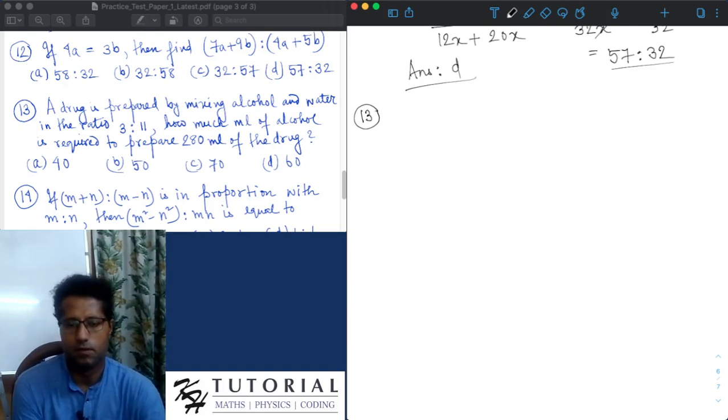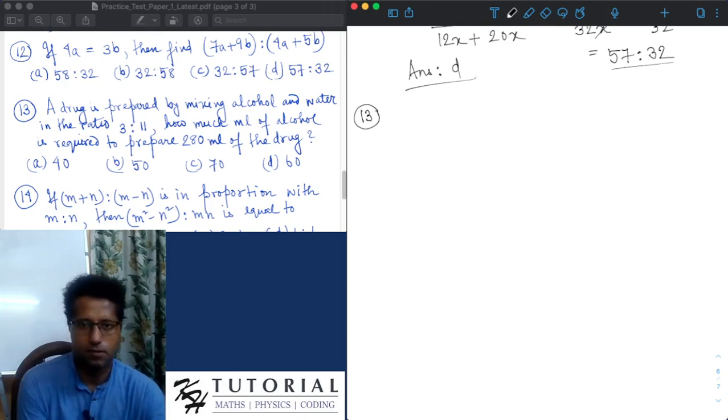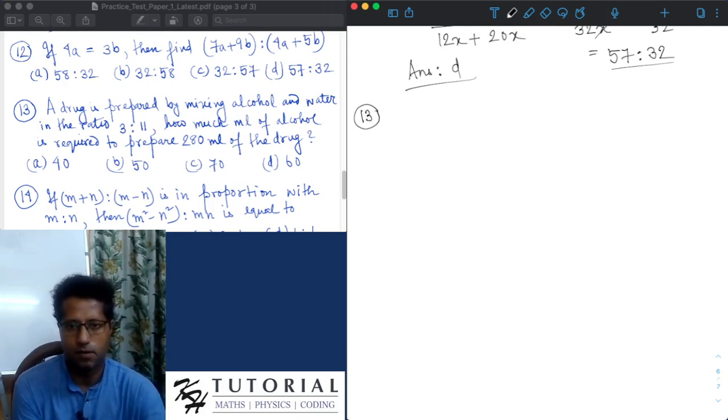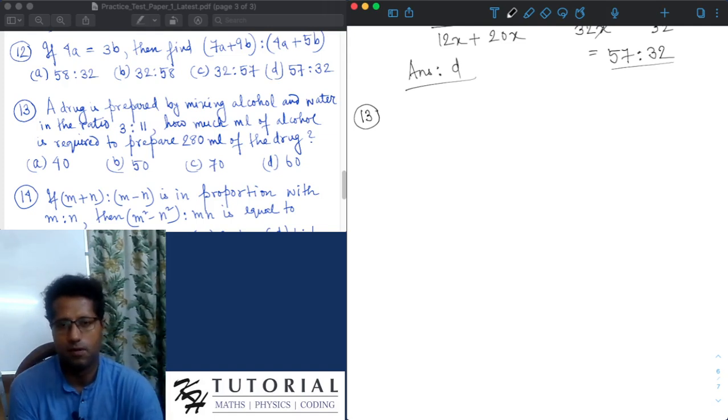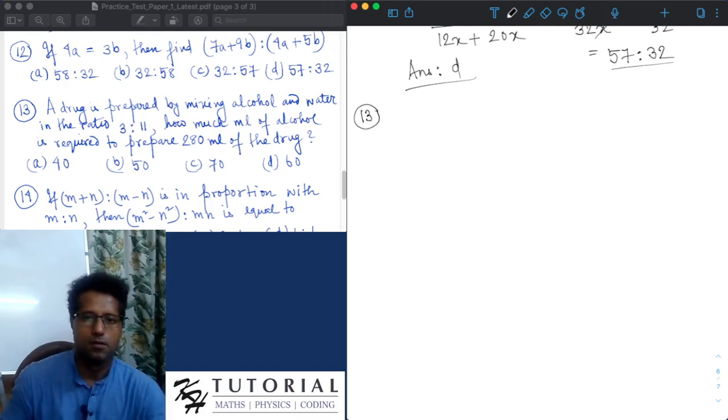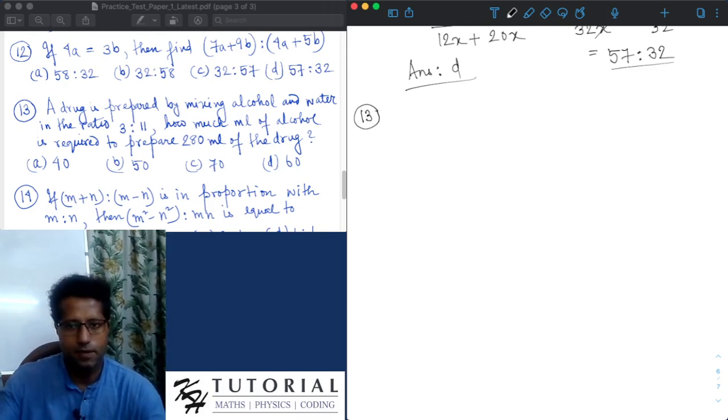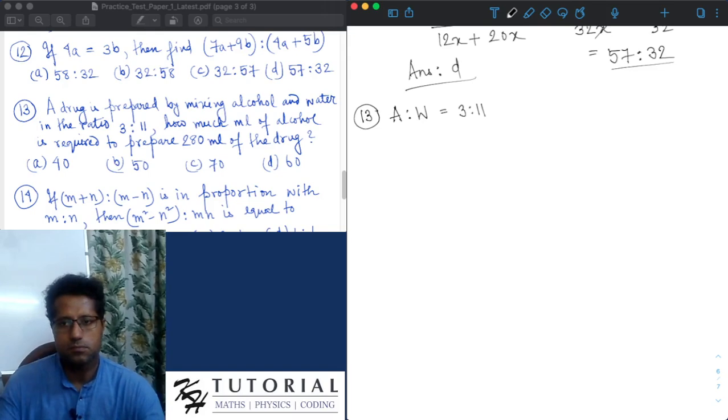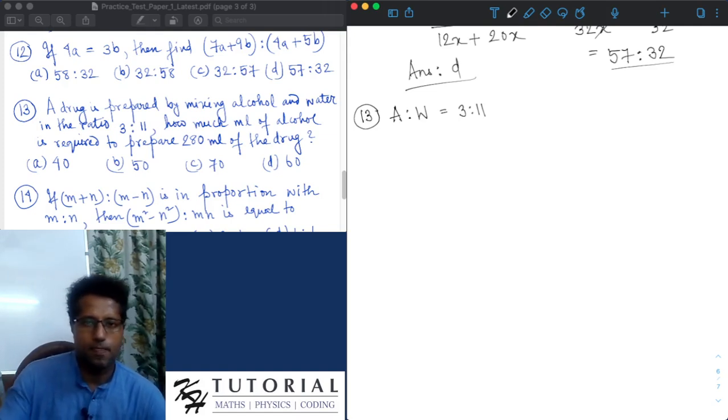280 ml of the drug means combining both alcohol and water. So in that 280 ml of drug, how much ml will be alcohol? Okay, so if I consider alcohol as A and water as W, in the drug the ratio of alcohol is to water is given to be 3 is to 11.